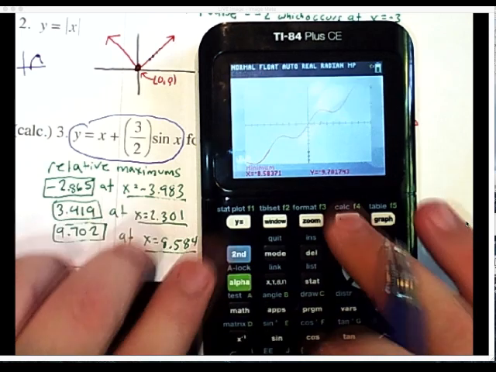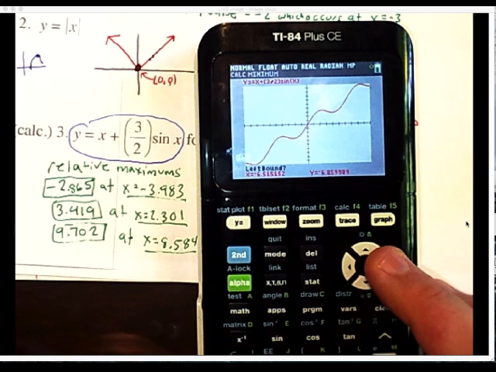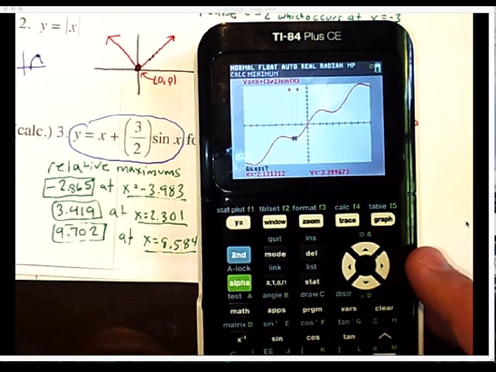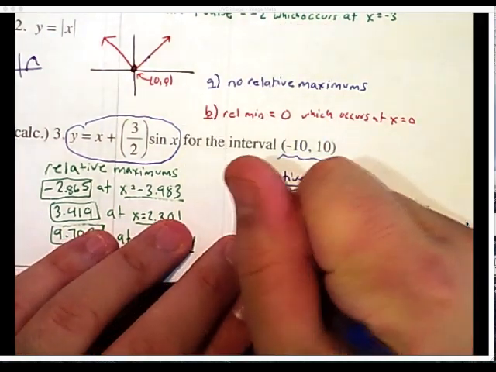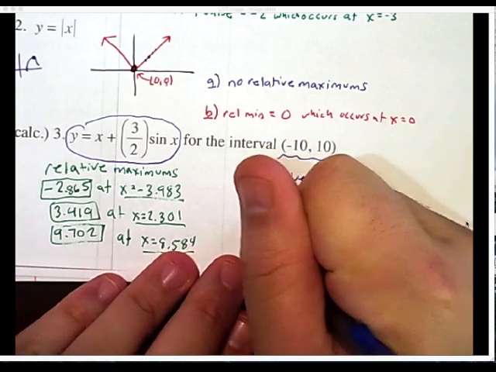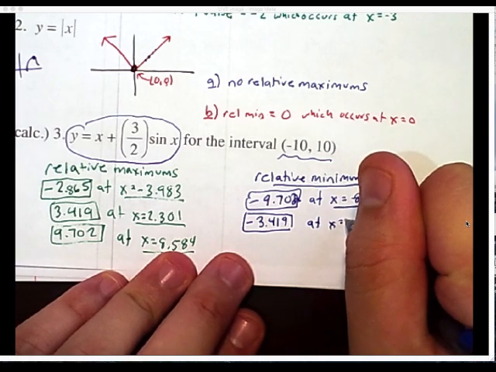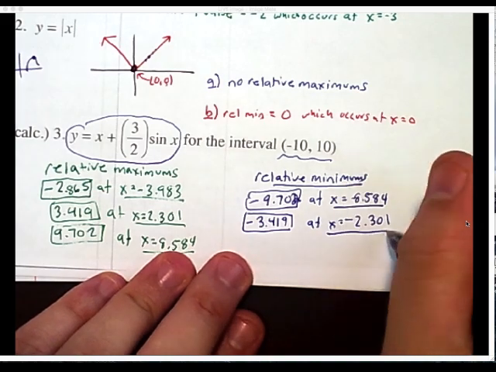Now we're going to find the next one, second calculate, the minimum. We're going to go near the next low point. There's the next low point, the valley. Left bound, right bound, guess. So the y value there is -3.419, and that occurs at an x value of -2.301.